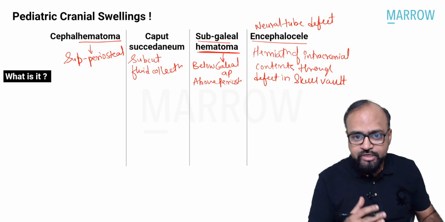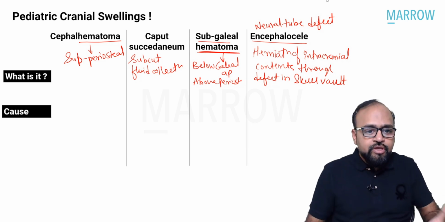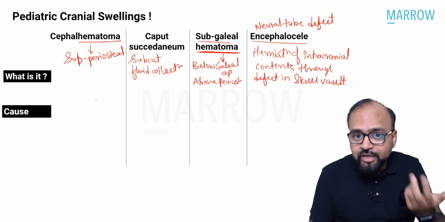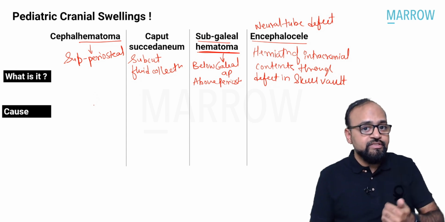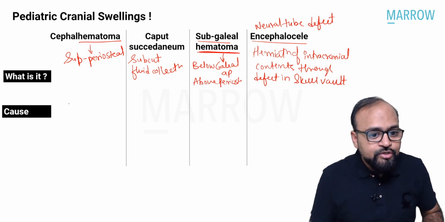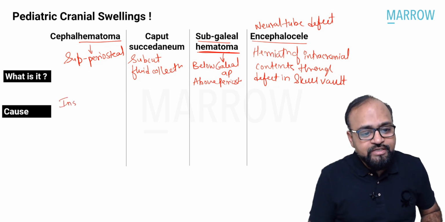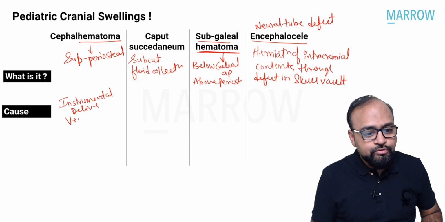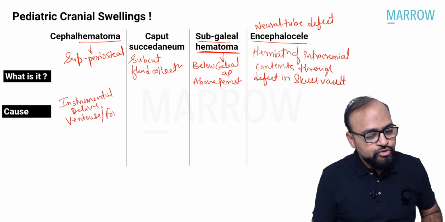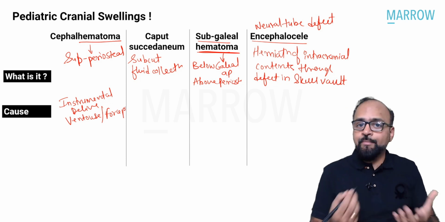Now this is what these conditions are. What is the cause? Cephalhematoma. Why should there be a hematoma? There will be a hematoma when there is some injury or trauma, isn't it? So this is usually a result of instrumental delivery, like ventouse, vacuum application, or forceps. So this causes trauma and therefore there is a hematoma.